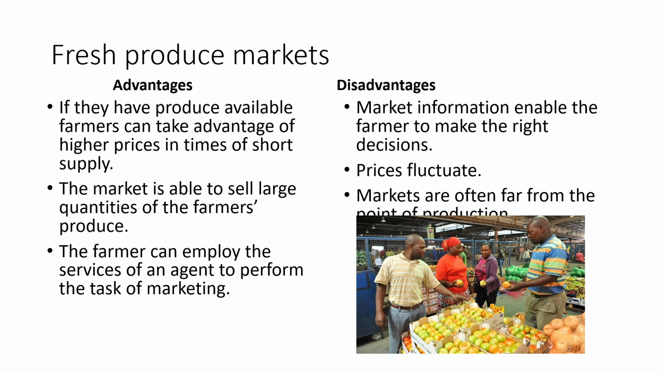So advantages: if they have produce available, farmers can take advantage of the higher prices in terms of short supply. And also the market is able to sell large quantities of the farmer's produce, so it's easy for farmers to, in bulk, take one trip and take apples and pears and tomatoes and everything he's got in one transport vehicle and then take it to the market. So that's easy for him.